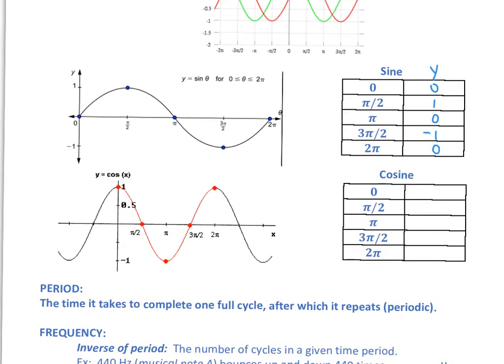All right, so cosine. What is the y value when your radian measure is 0? 1. Pi over 2. I think I heard a 0. Pi. Negative 1. 3 pi over 2. And 2 pi.